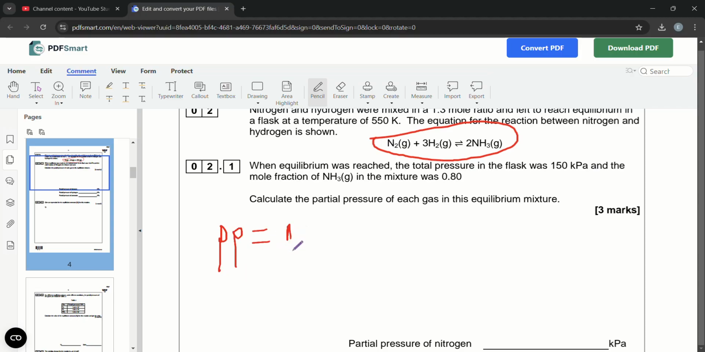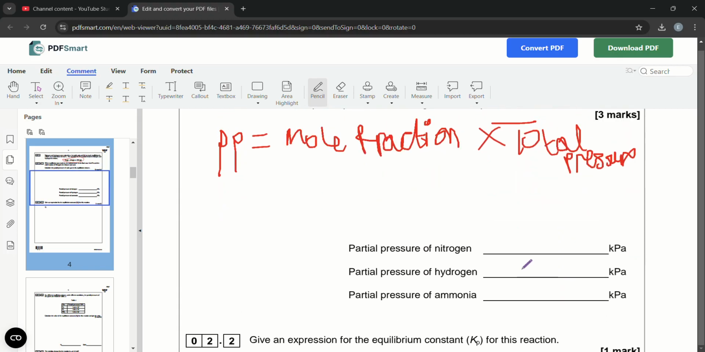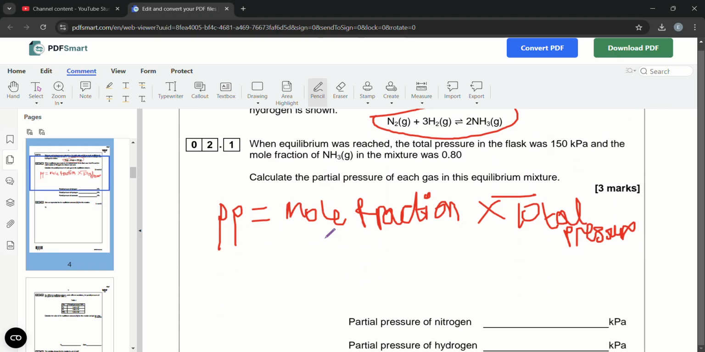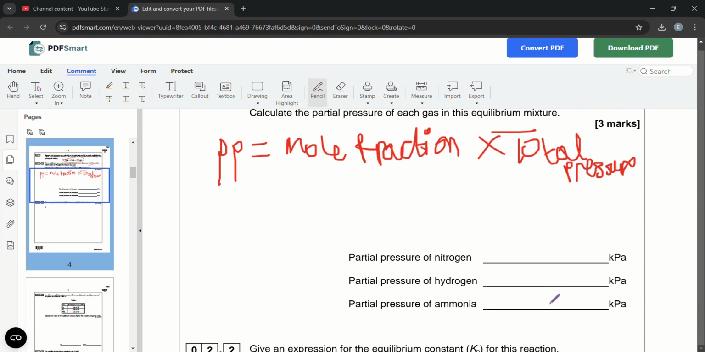equal to mole fraction times by total pressure. So for partial pressure of NH3, it's going to be 0.8 times 150, 120 kilopascals.